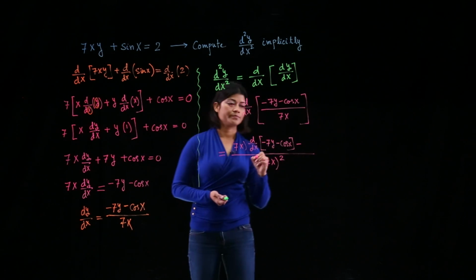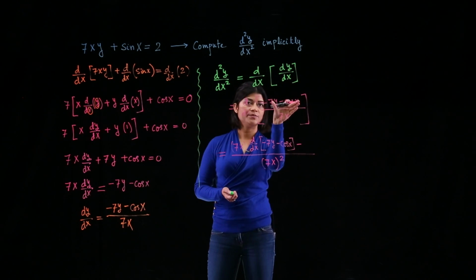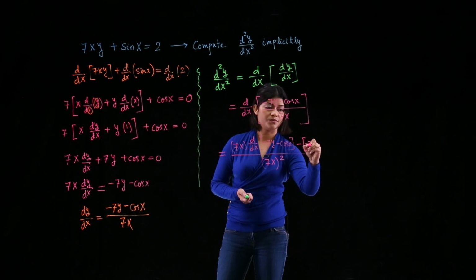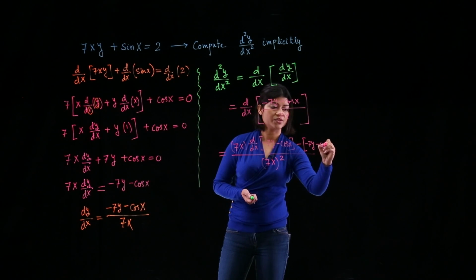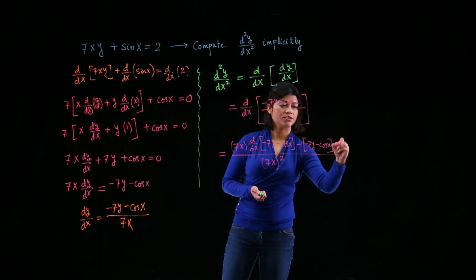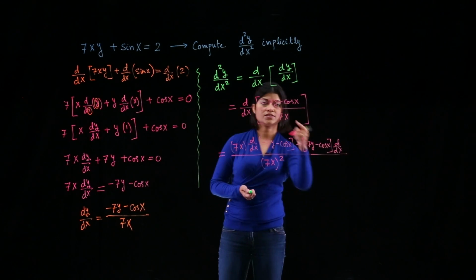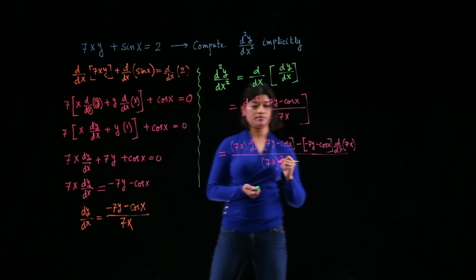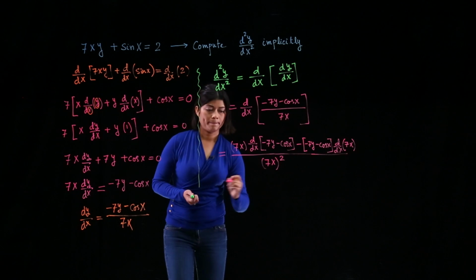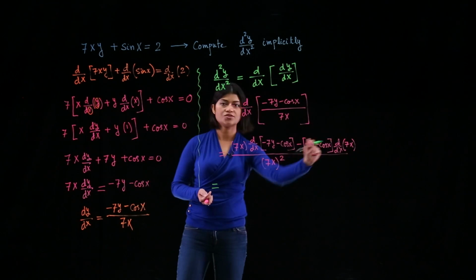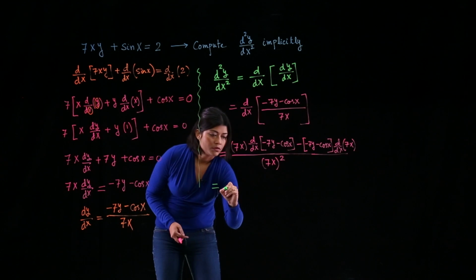Then you subtract. For the second term, you keep the numerator as it is, so negative 7y, negative cosine of x, times you take the derivative d dx of the denominator, 7x. Okay, so let's evaluate all these derivatives next.